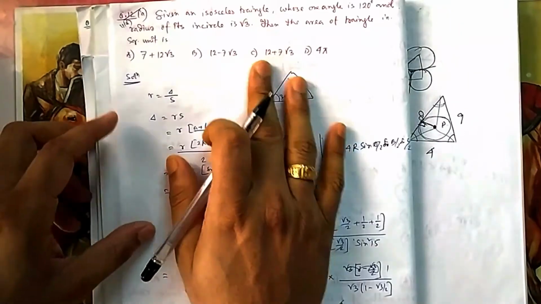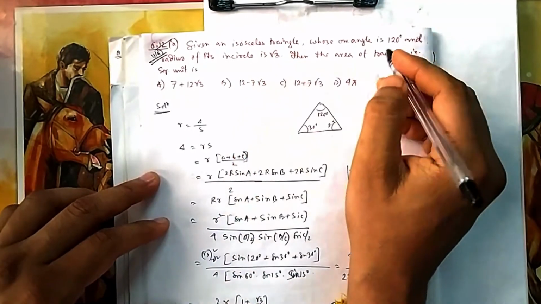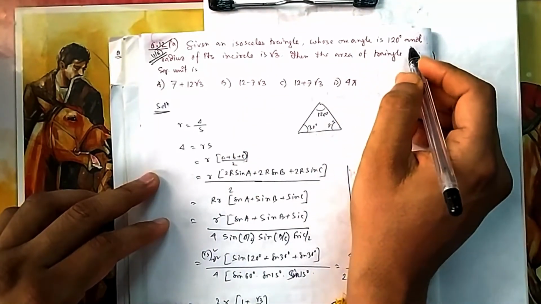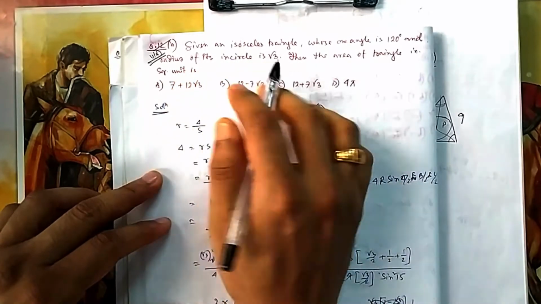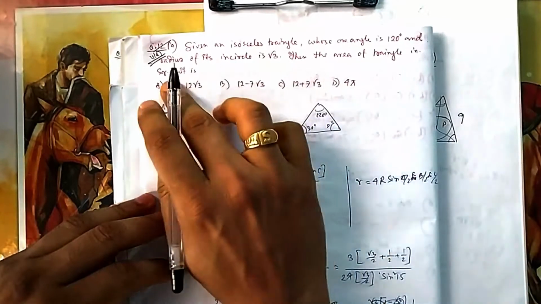Now if you come to question number 11a, what they are asking: given an isosceles triangle, whose angle is 120 degree, and the radius of the incircle is √3. So these are not general questions, because specific values are given. Find the area of the triangle in square units.